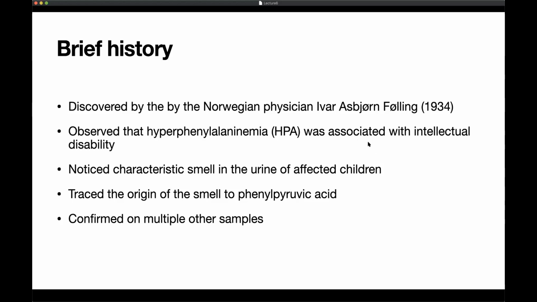That's not particularly diagnostic because there are many different conditions that are associated with intellectual disability. However, he also noticed something that is easily detectable: the urine of affected children has a very characteristic smell. By analyzing said urine, he was able to trace the origin of the smell to the overpresence of phenylpyruvic acid, confirmed in multiple other samples. And basically now you have a chain: having too much of this acid leads to intellectual disability with hyperphenylalaninemia. I'm not going to try to pronounce it, HPA.